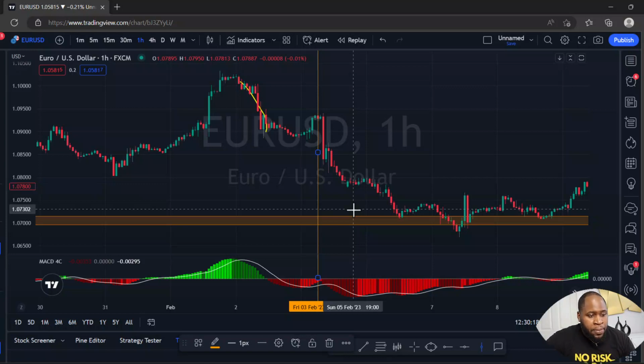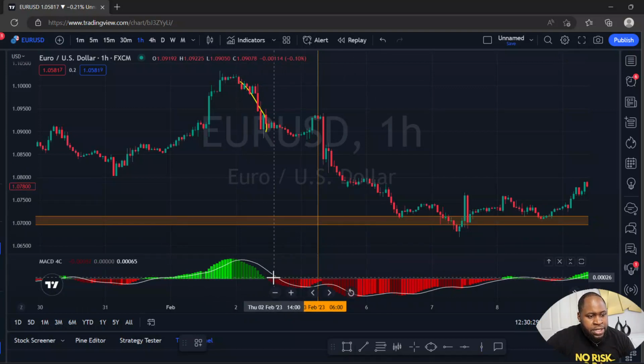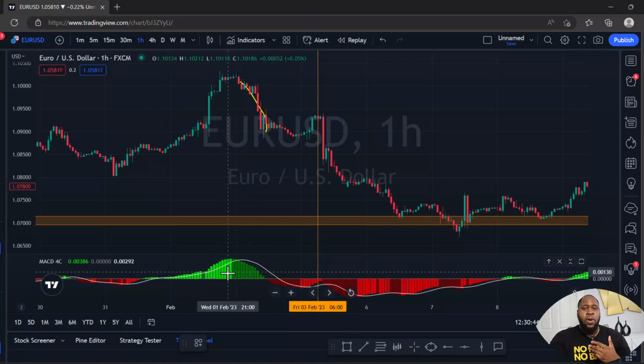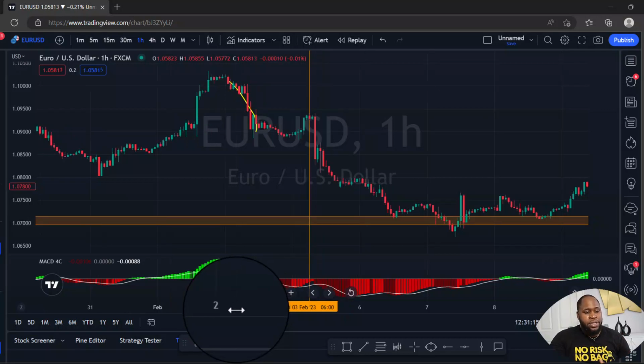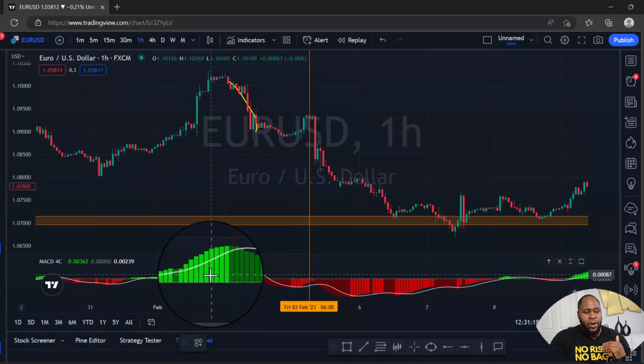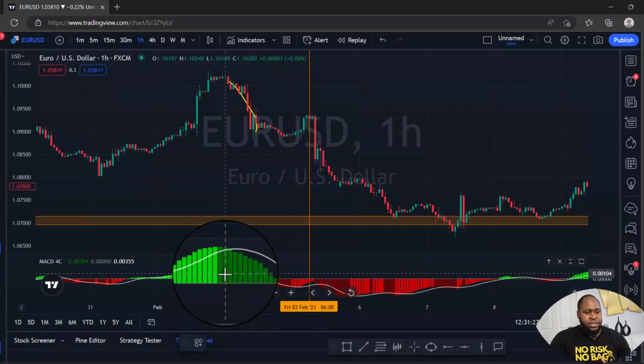Now, what we want to pay attention to now is the histogram, okay? So the histogram right over here, notice the different shades. Now, I want you to note this down. As price is losing momentum on the bullish side, you're going to see the bullish side of the MACD histogram go from light to dark, okay? I'll repeat that again. As the up move in price is losing momentum, you're also going to see the MACD indicator on the bullish side go from light to dark on the histogram. The histogram is going to go from light to dark as it's losing momentum.